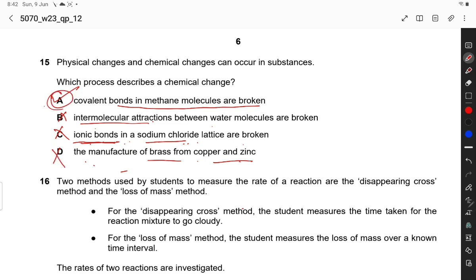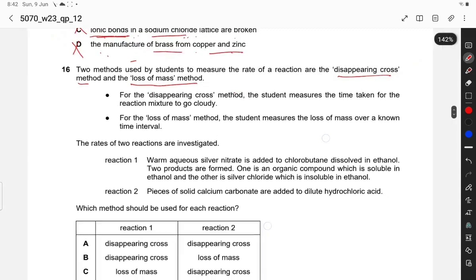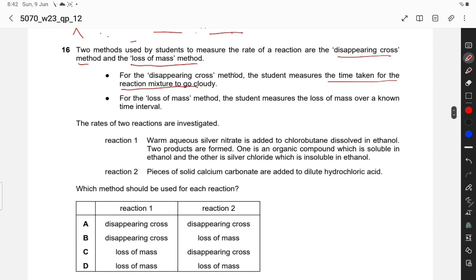A option is correct. Two methods used by the students to measure the rate of reaction are the disappearing cross method and the loss of mass method. For the disappearing cross method, the student measures the time taken for the reaction mixture to go cloudy. Yes. For the loss of mass method, the student measures the loss of mass over a known interval of time.